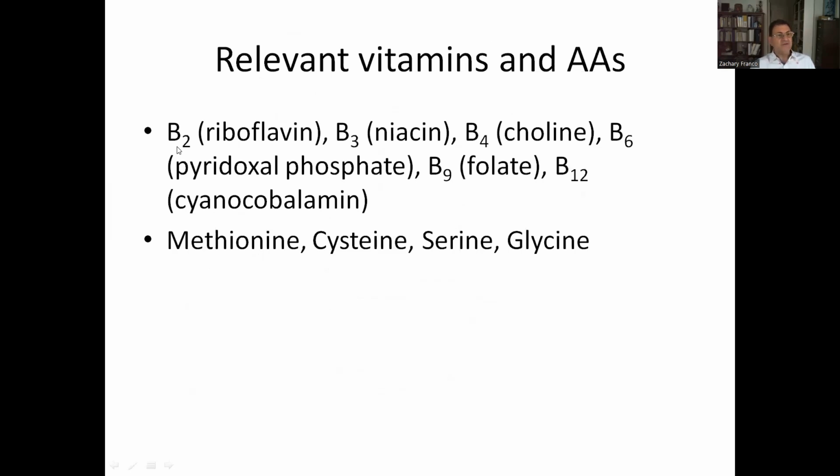So just a quick rundown of some of the vitamins that are involved. We already talked about B2 and B3. Those are everywhere in almost every reaction. And B4 is choline. We talked about how choline is the main methyl donor that we get from food. Then B6, pyridoxal phosphate, is important for some reactions. B9, which is folate, is another important food source for methyl groups. And B12, or cyanocobalamin, is also involved. So those are a lot of B vitamins involved.